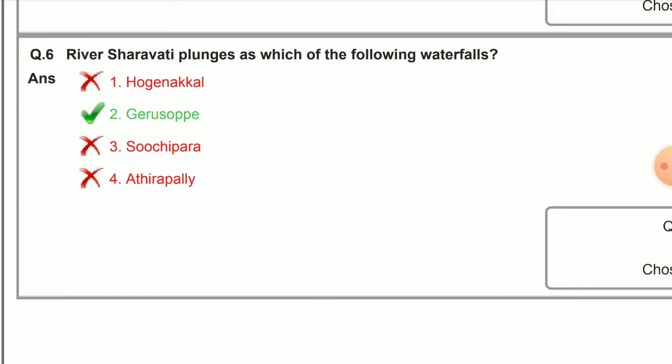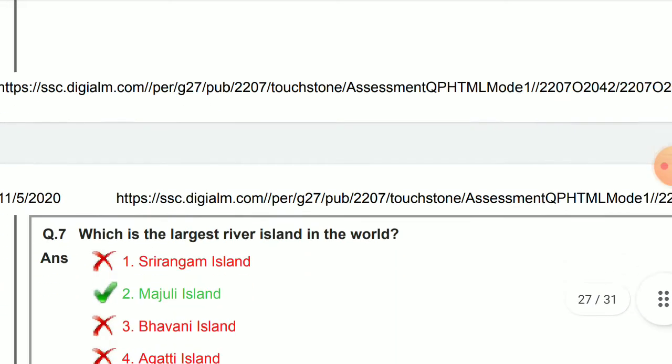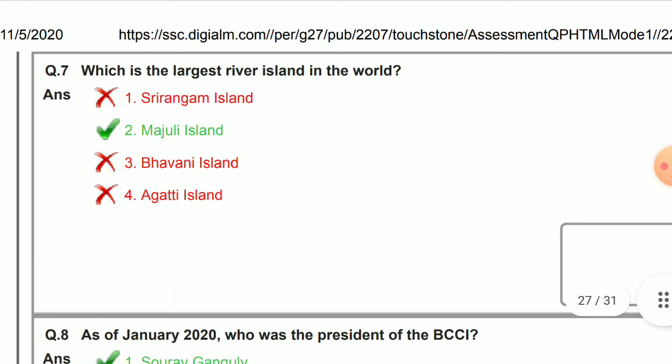Question number 6. River Sharvati plunges as which of the following waterfalls? Answer is Jerusalem. Question number 7. Which is the largest river island in the world? Answer is Majuli Island.